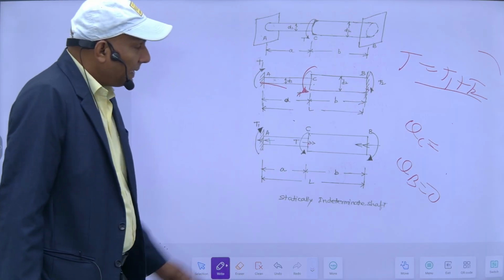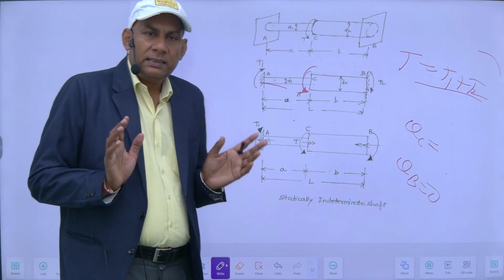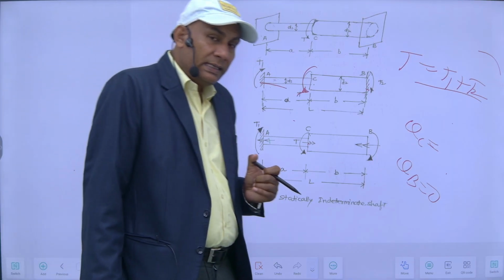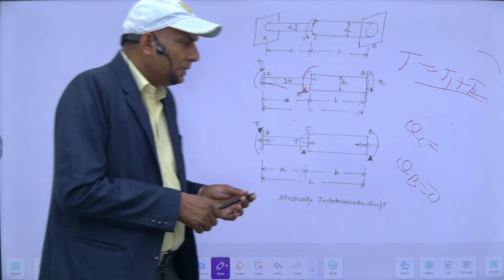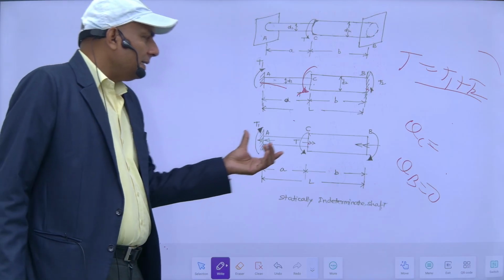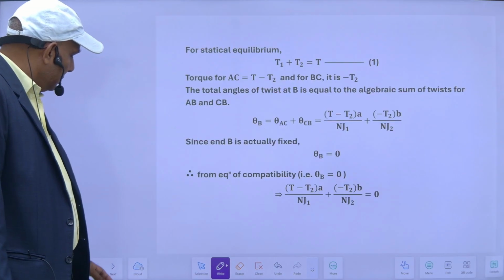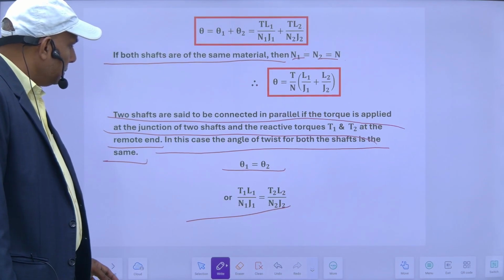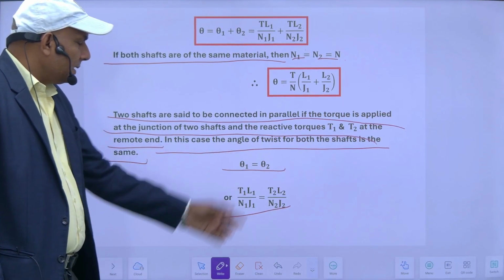So in case of parallel, what I have explained here, the angle of twist will be same, but torque will be different. But in case of series, torque will be constant and angle of twist will be different. So this is exactly a case of shaft in parallel. As I have explained, theta 1 is equal to theta 2.